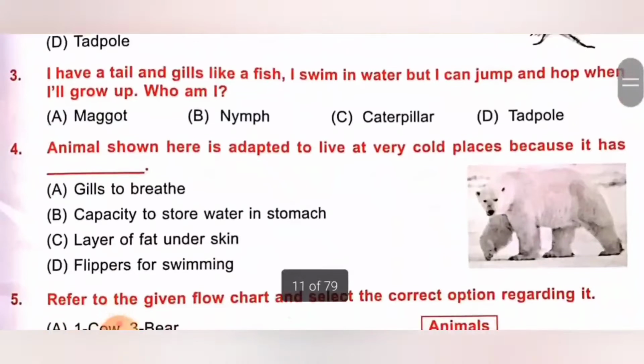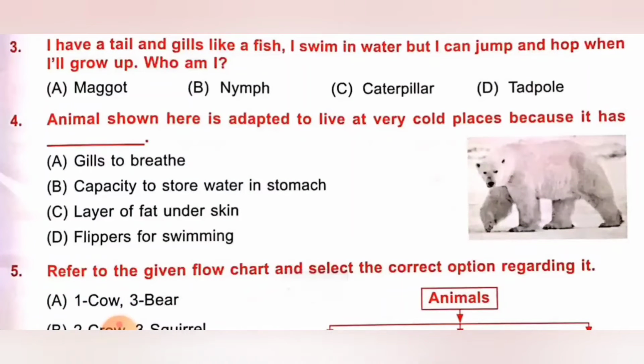Fourth one. The animal shown here is adapted to live at very cold places because it has option A, gills to breathe, B, capacity to store water in stomach, C, layer of fat under skin, D, flippers for swimming. The animal shown here is a bear, a polar bear. They have a fat layer under the skin and a layer of fur over it to protect them from cold. So option C is the correct answer: it has a layer of fat under skin.